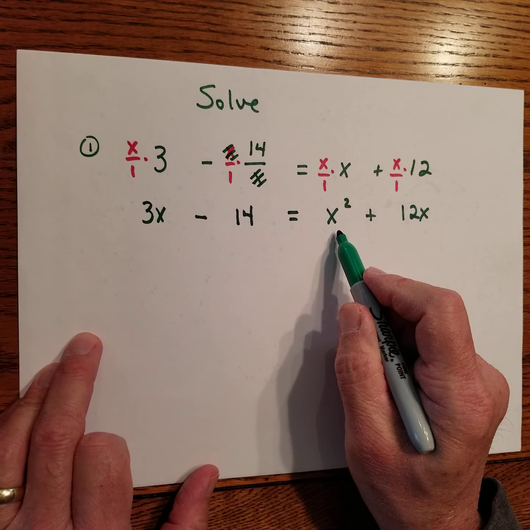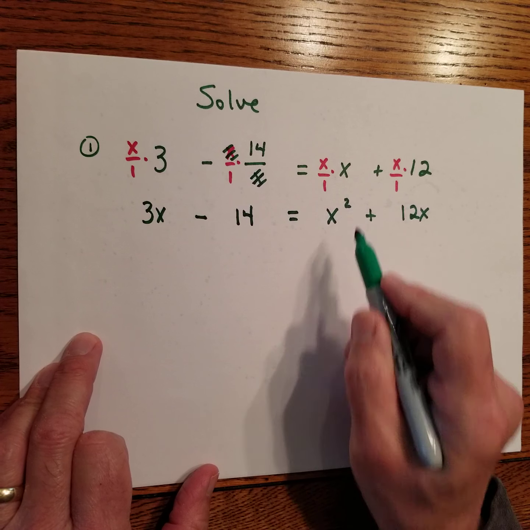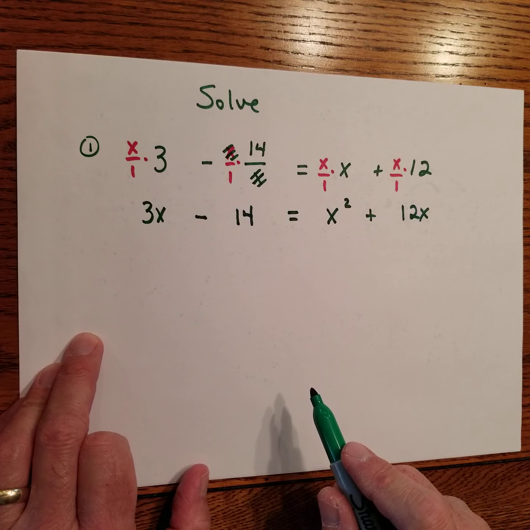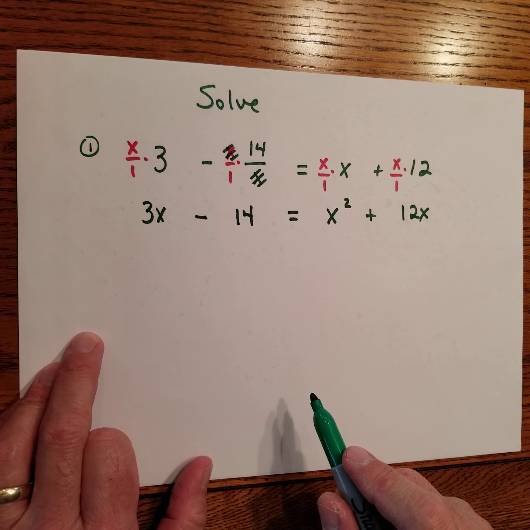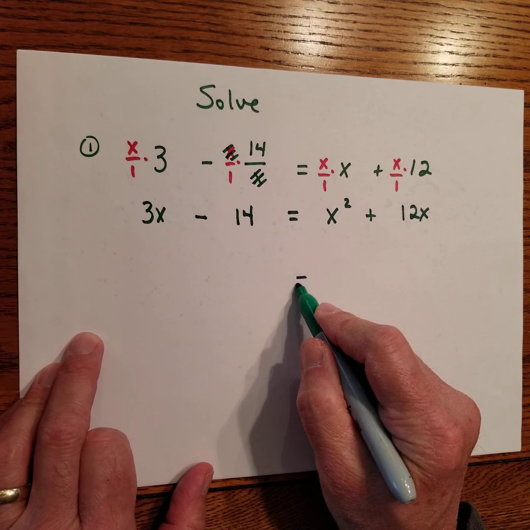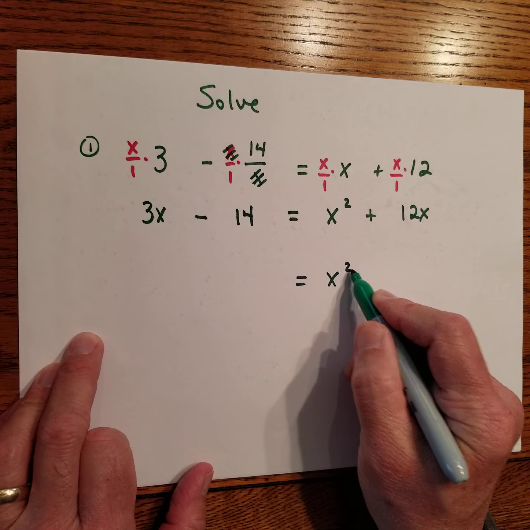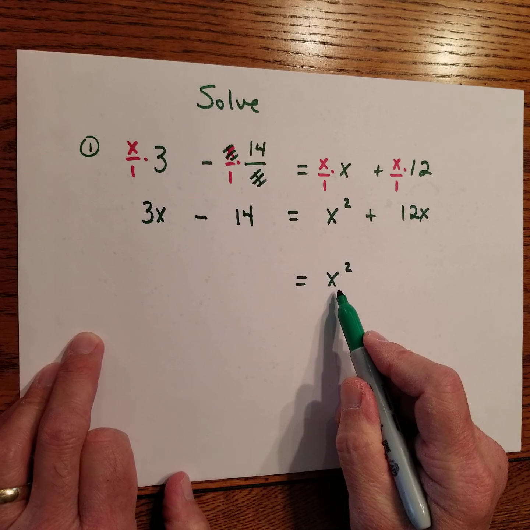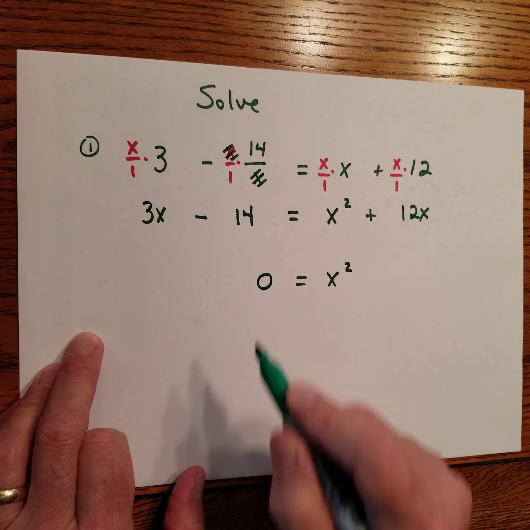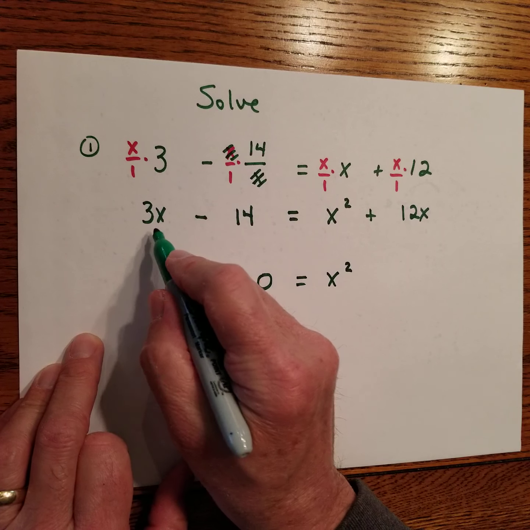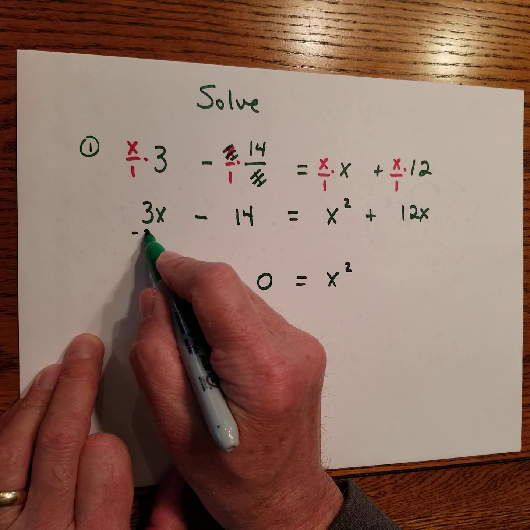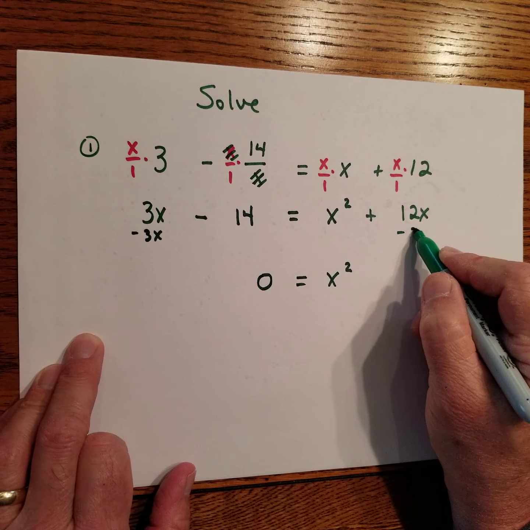So I immediately think two things. I could get two answers, and if I'm going to solve it, I should set it equal to 0. Let's set this equal to 0. I'll leave the x squared where it's at because it's positive. I want 0 on this side.